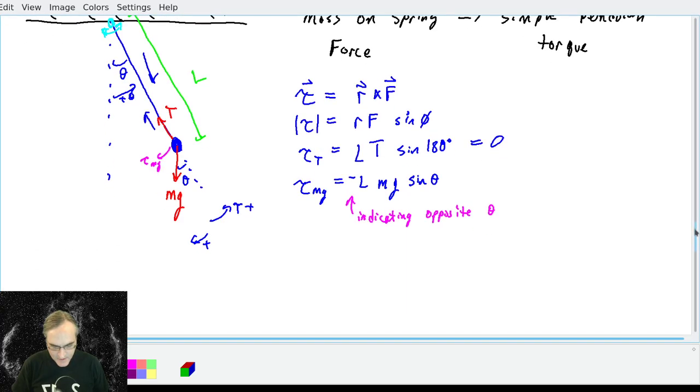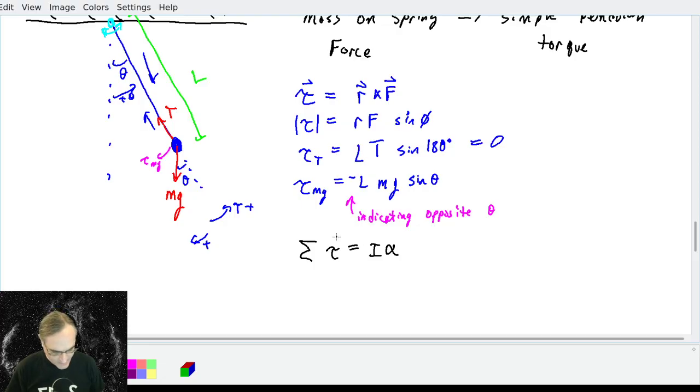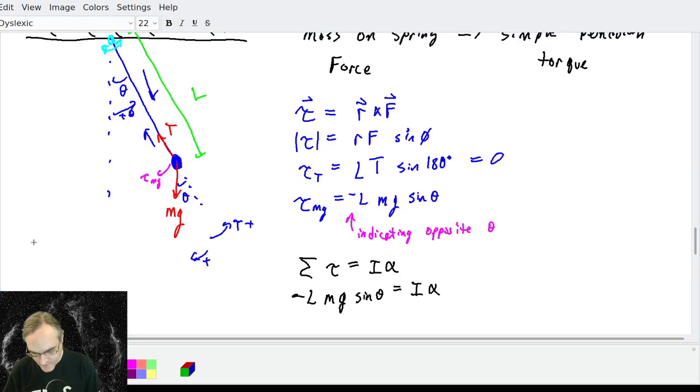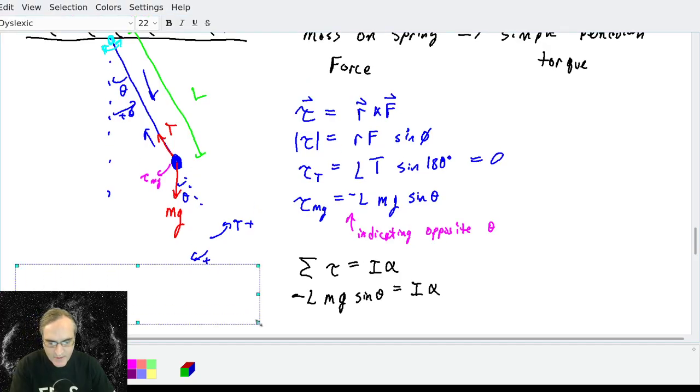Alright, so that's a start. I said this was going to be torque. That means we're going to look at the sum of torques is equal to I alpha, which you might remember from your past chapters 10, 11, 12. In this case, we've got just the one torque, so we have a minus L times m times g sine of theta. And that's equal to I times alpha. Now, the thing that makes this a simple pendulum is that we can treat it as a point mass.